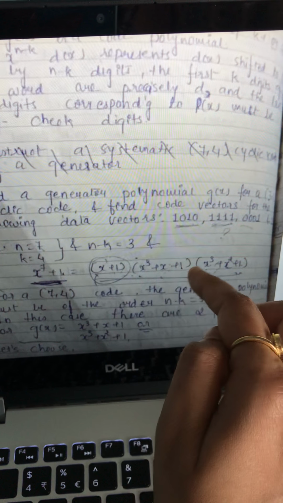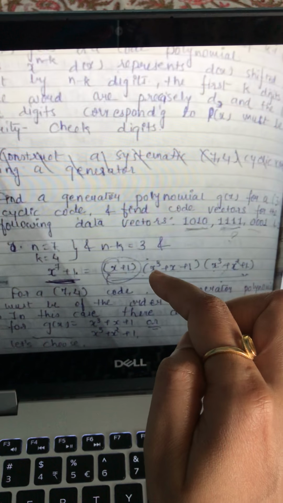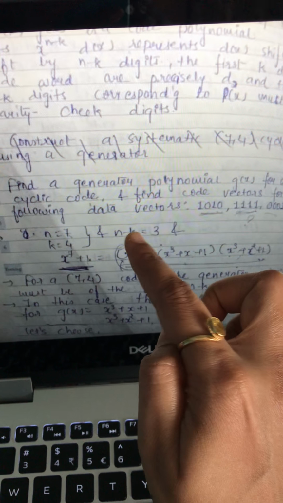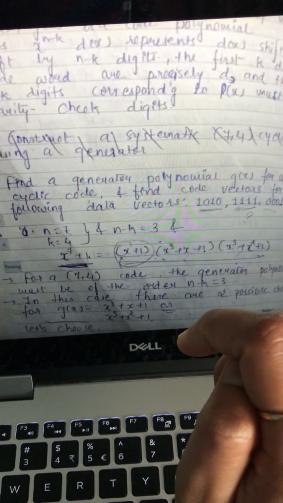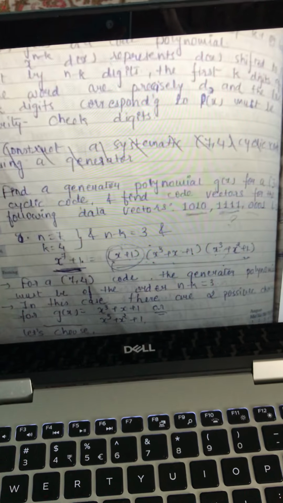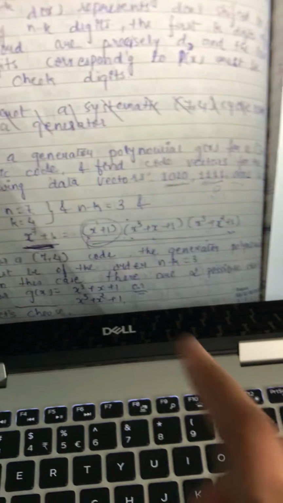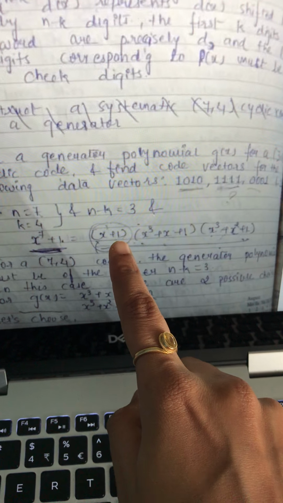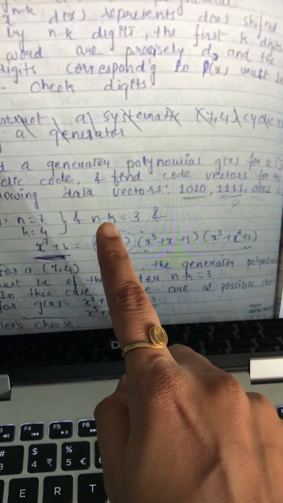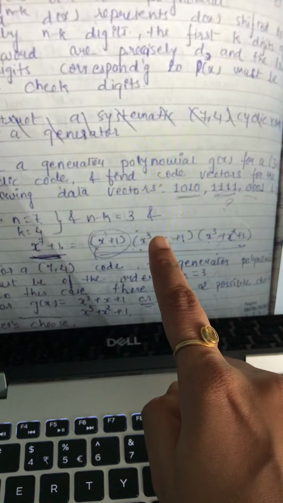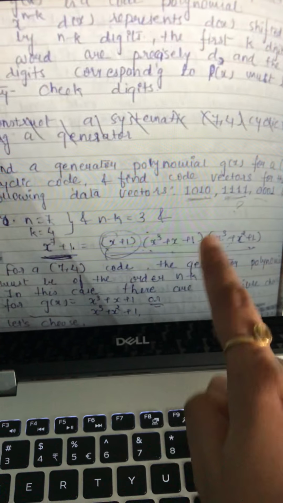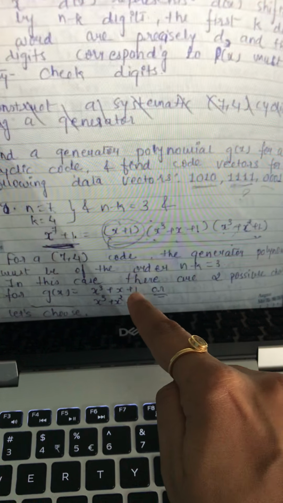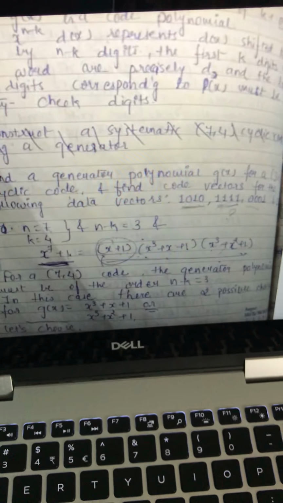You have to factorize this term with the help of x raised to 7 plus 1. Now, x plus 1 cannot be a generator polynomial because it just has a power of 1. That is why you should use this or this. You should choose any one of these. You have an option, so let's choose one and see what we get.